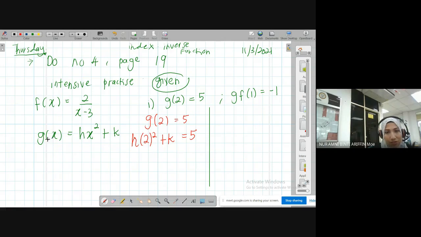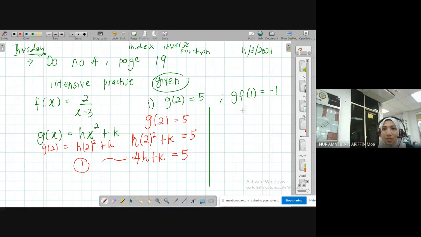This is the function for g(x), right? So the equation use image of, object of 2. g(2). So that's why dapat sini, you kena gantikan sebagai 2 plus k, and then dia bagi equal to 5. So you just make it equal to 5, and then you dapat 4h plus k equal to 5. Okay, this is for the first equation.